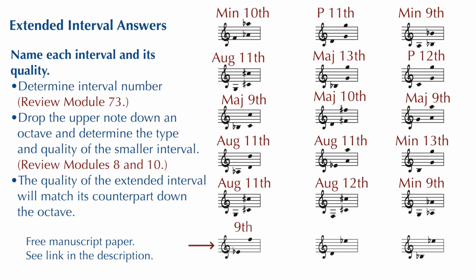Number 16, first line E flat to fifth line F. This is going to be some sort of ninth. Take that F, lower it an octave, and we have a major second. So the extended interval is going to be major ninth.